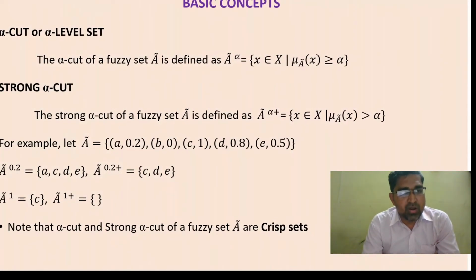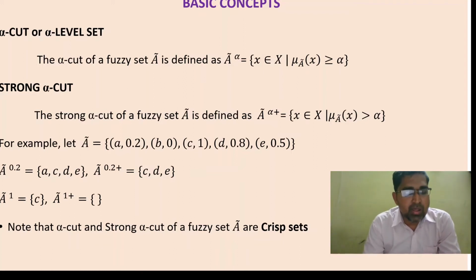Next, alpha cut or alpha level set. What is meant by the alpha cut of a fuzzy set? It is the set of all x belonging to capital X such that mu of x is greater than or equal to alpha. Next, the strong alpha cut is the set of x belonging to capital X such that mu of x is greater than alpha. What is the difference between alpha cut and strong alpha cut? In the alpha cut, the membership value is greater than or equal to alpha, but in the strong alpha cut, the membership value should be greater than alpha.